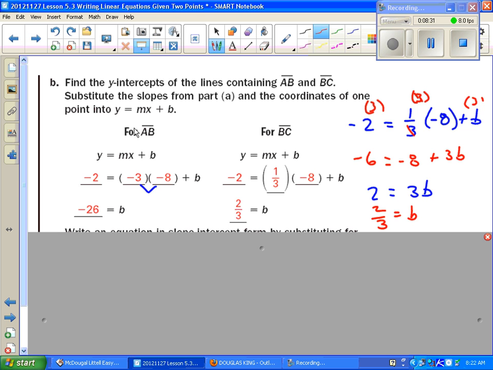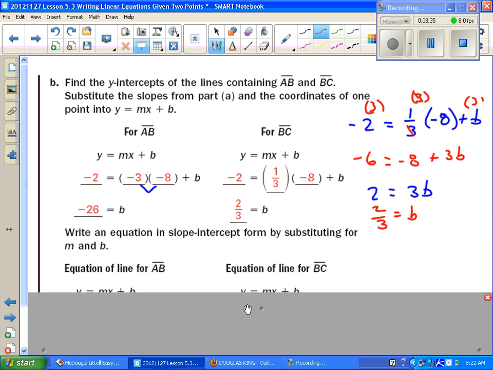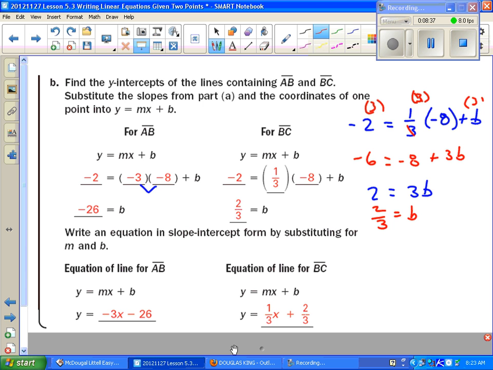And you had your slopes from earlier. We had -3 for AB, and we had 1/3 for BC, and we just found our b values. You just plug them in. You leave y, you leave equals, and you leave x. M's value was -3, and b's value we found was -26. For the other one, m's value was 1/3. You leave y, you leave equals, and you leave x, and b's value we just found is 2/3. So plus 2/3.